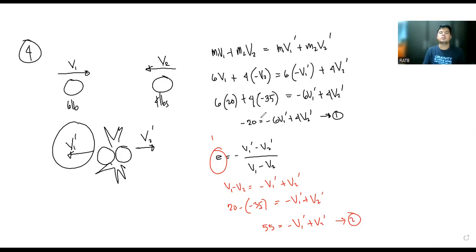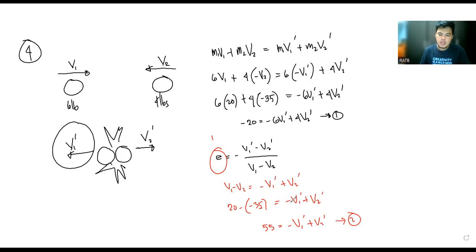So solving for the two equations, you can use directly your calculators. So you have there negative 6, then 4, and negative 20. So you have the negative 1, 1, and of course 55. Okay, let me check.